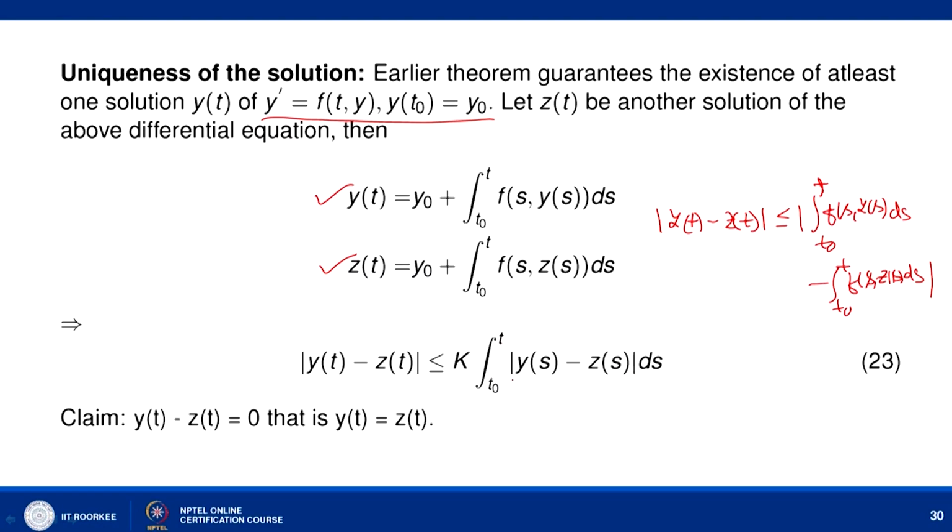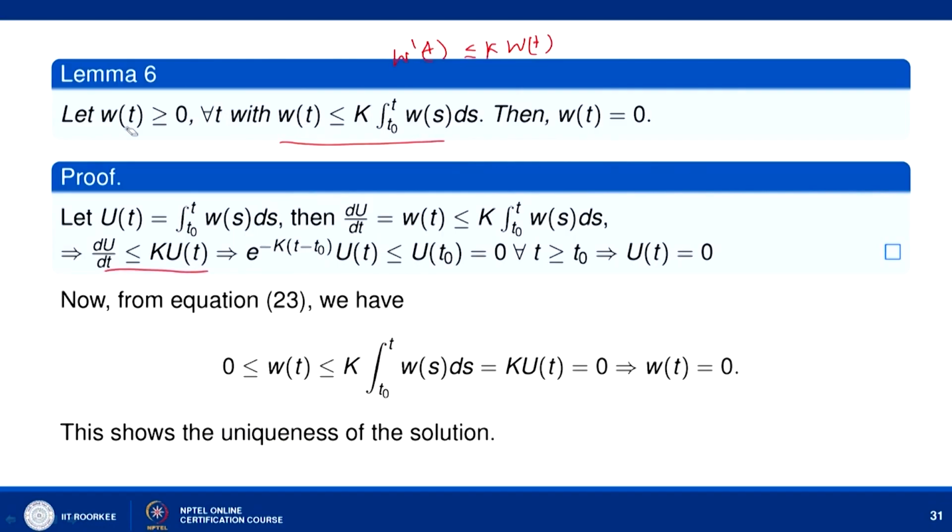Now we want to show from this inequality that y(t) is identically equal to z(t). So this we can show by saying that y(t) − z(t) is identically equal to 0, that is y(t) equals z(t). So we want to show that y(t) − z(t) is basically 0. So we want to prove the following: let w(t) be non-negative, and for every t let w(t) satisfy the inequality w(t) is less than or equal to k times the integral from t0 to t of w(s) ds; then we want to show that w(t) is equal to 0.